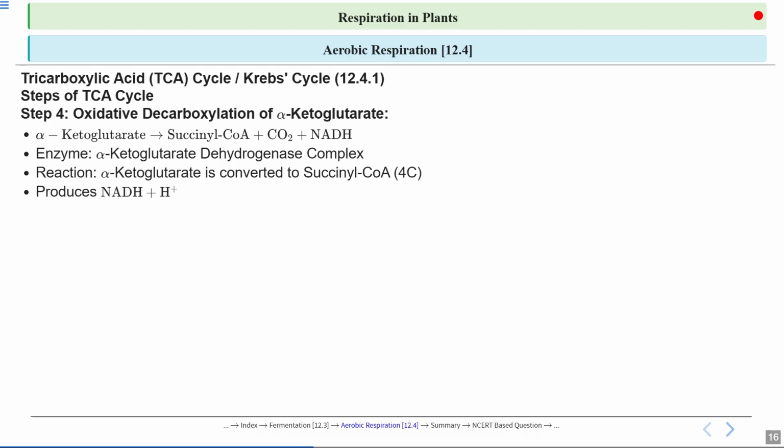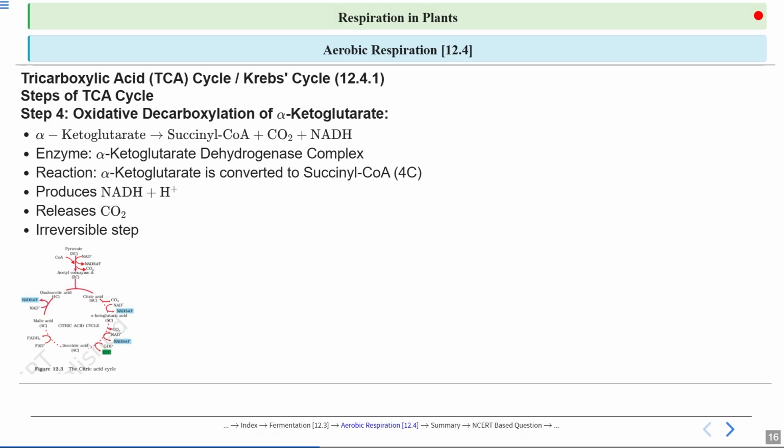During this step, NADH and a hydrogen ion are also produced. So NADH acts as an energy carrier which stores energy that will be used later in the cell to make ATP. Carbon dioxide is also released in this step. And this is an irreversible step. So basically this means that once the reaction happens, it cannot go backward. So here we can see that alpha-ketoglutarate is converted to succinyl coenzyme A with the release of carbon dioxide and NADH plus H plus.